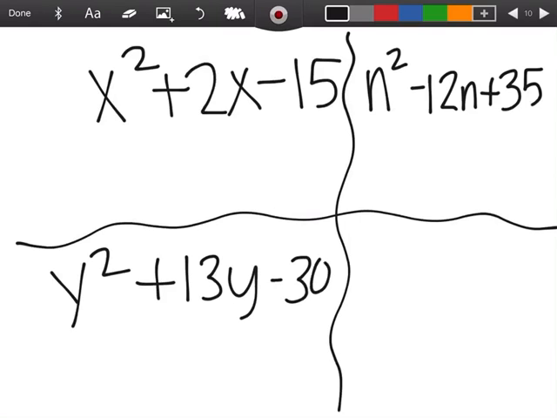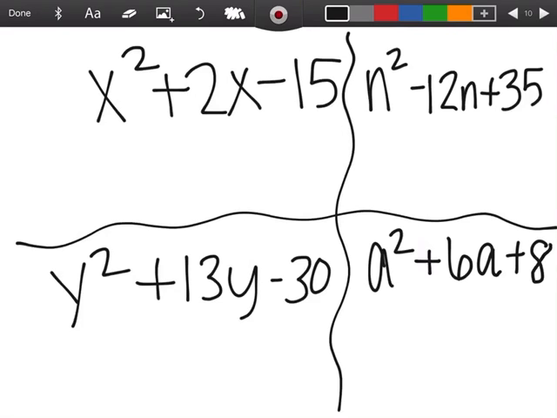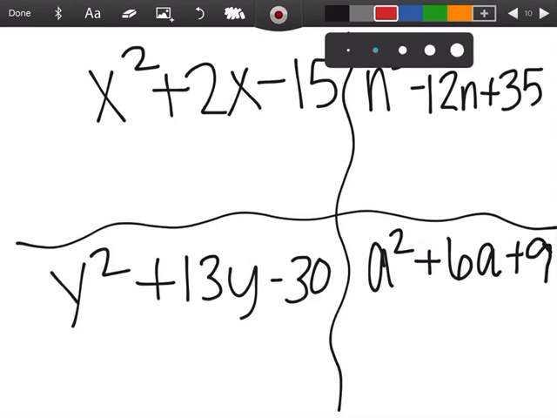I think I'll do a squared plus. Start working on the other three while I come up with what this fourth problem is going to be. Because I have to make sure that it's actually solvable. Let's do plus 6a plus 8. I changed my mind. Let's do a squared plus 6a plus 9. So feel free to pause the video because I'm going to do all the answers.